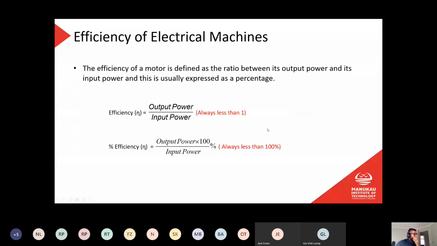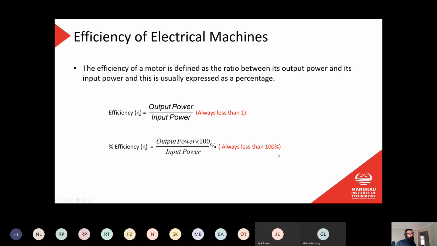All right, so we just have one slide to go. Just the equation for our efficiency here. It's going to be output power divided by input power. As it says there in red, always less than 1, unless we're talking about air conditioners, but let's not talk about that for now. If we're just talking about a motor, our output power will always be less than our input power, and therefore output over input will always be less than 1. And then we're just going to multiply that by 100 to get a percentage.